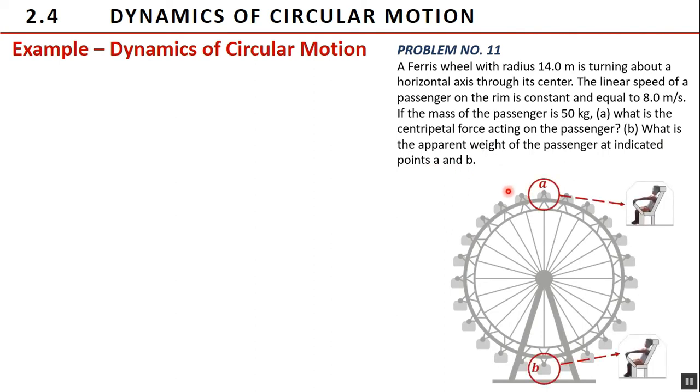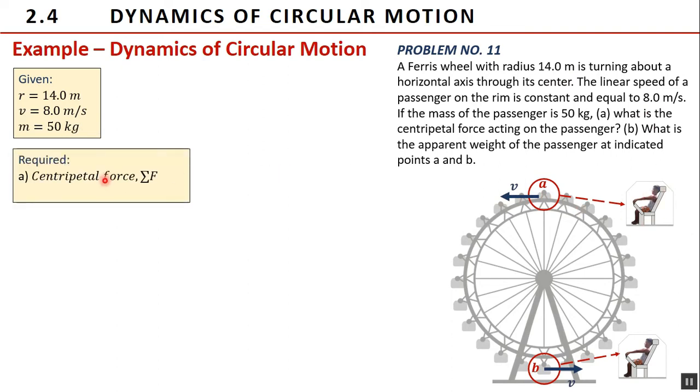Now, let us list down all given information. The radius of the Ferris wheel is 14 meters. The linear speed of the passenger, v, is 8 meters per second. And the mass of the passenger is 50 kilograms. We need to determine the centripetal force on the passenger, and the apparent weight of the passenger, which is equivalent to the normal force. So let us analyze the problem.